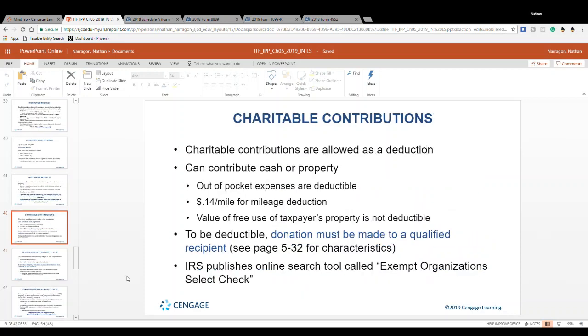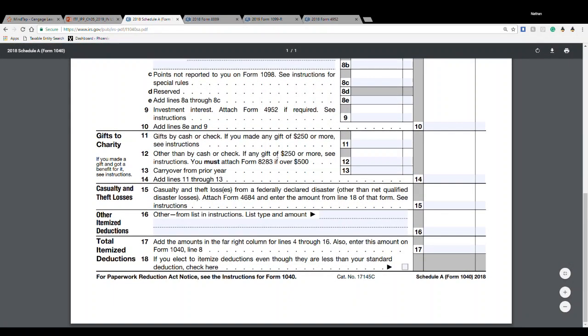Alright. Because I know this video is getting long, we're almost there, guys. Keep with me. Alright, charitable contributions. This is now right here. Gifts to charity. So, as you can see, we're almost done with Schedule A.